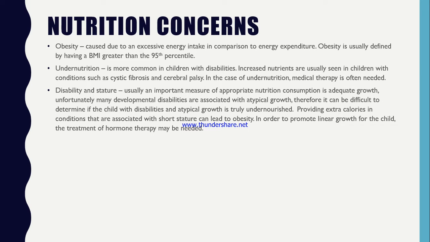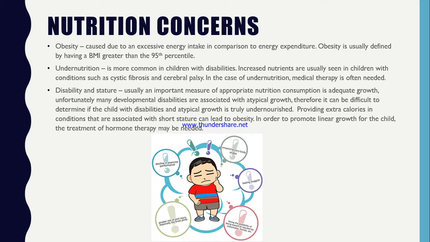Disability and stature. Usually an important measure of appropriate nutrient consumption is adequate growth. Unfortunately, many developmental disabilities are associated with atypical growth. Therefore, it can be difficult to determine if the child with disabilities and atypical growth is truly undernourished. Providing extra calories in these situations and for these conditions that are associated with short stature can actually lead to obesity. And in order to promote linear growth for the child, the treatment of hormone therapy may be needed.